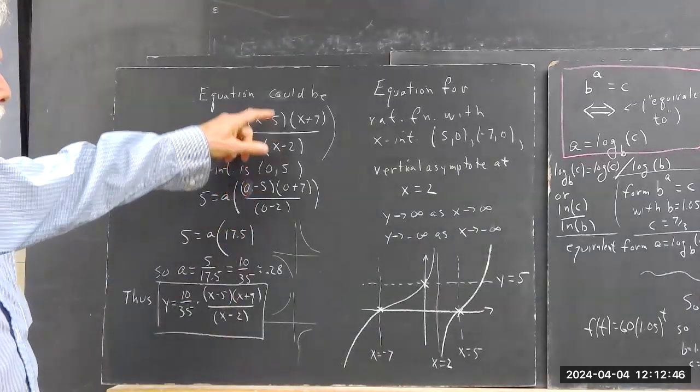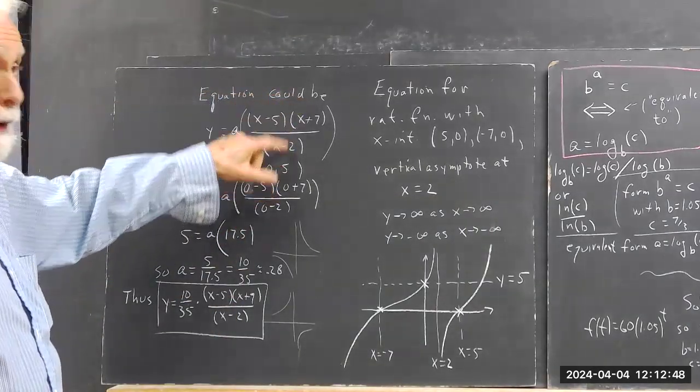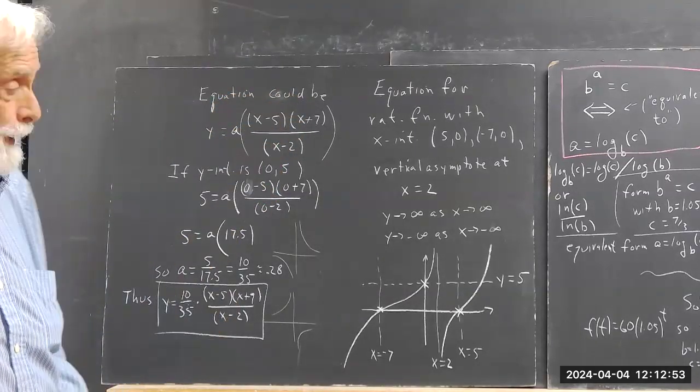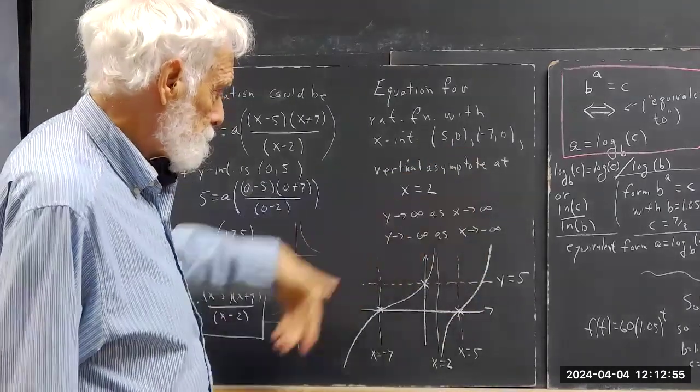Really, you would have a slant asymptote. You'd multiply this out, do a long division, and get your slant asymptote. Okay, and this doesn't have a slant asymptote.